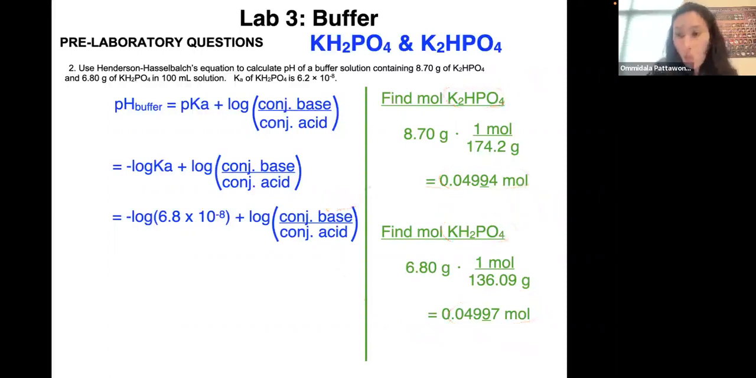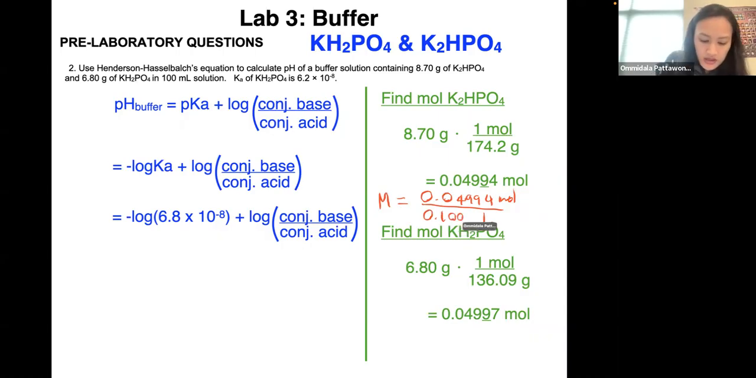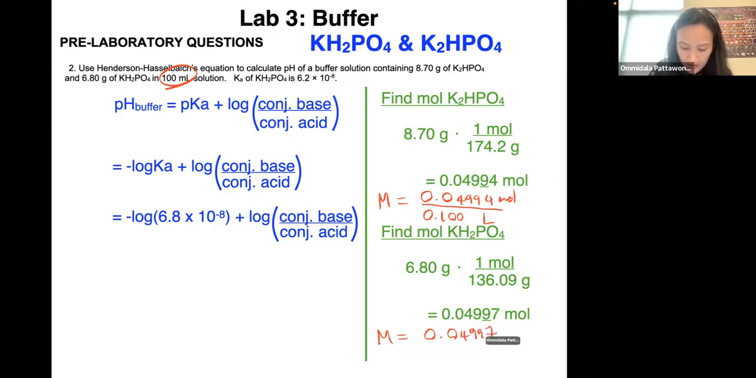Again, you are welcome to find the concentration. If you want to find the concentration in molarity, all you have to do is take 0.04994 moles, divided by liters. This is going to be 0.100 liter because you are going to convert that milliliter to liter. You are going to do the same thing here with the molarity of the acid: use the moles of the acid divided by the volume in liters.